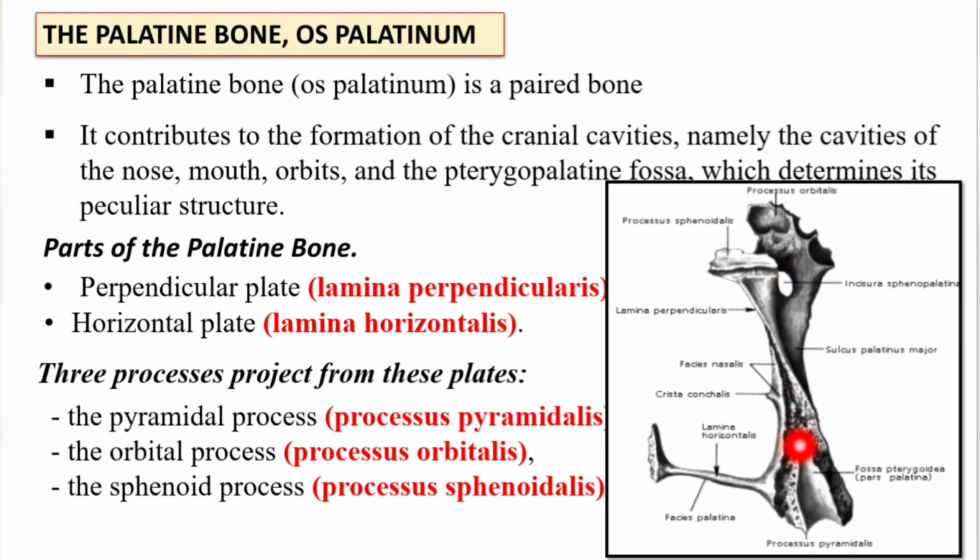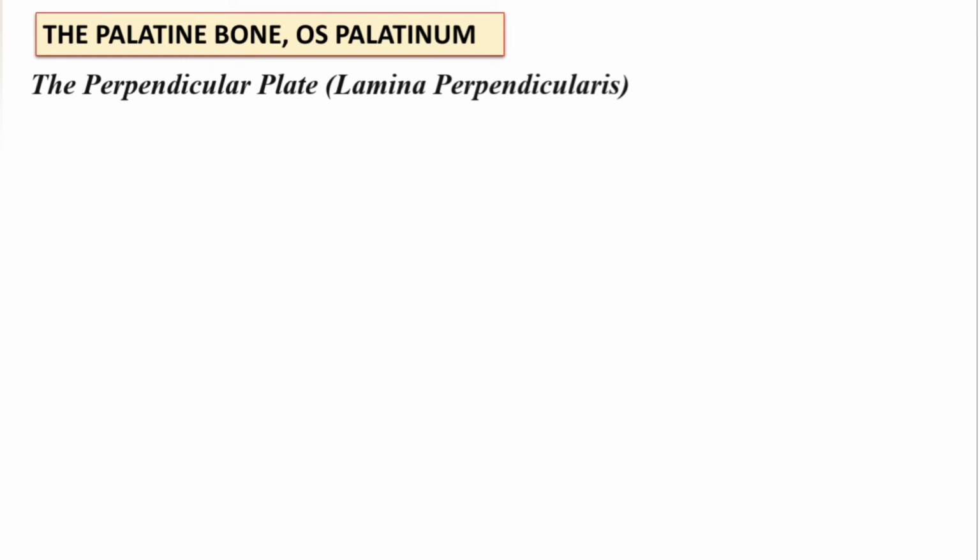Here is the perpendicular plate, lamina perpendicularis, and here is the horizontal plate, lamina horizontalis. Let's start with the perpendicular plate. It has two surfaces, the lateral surface and the medial surface. Let's start with the lateral surface.